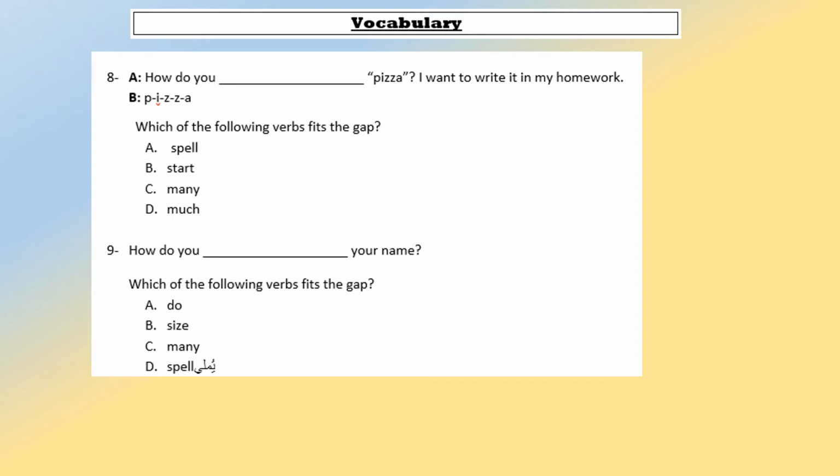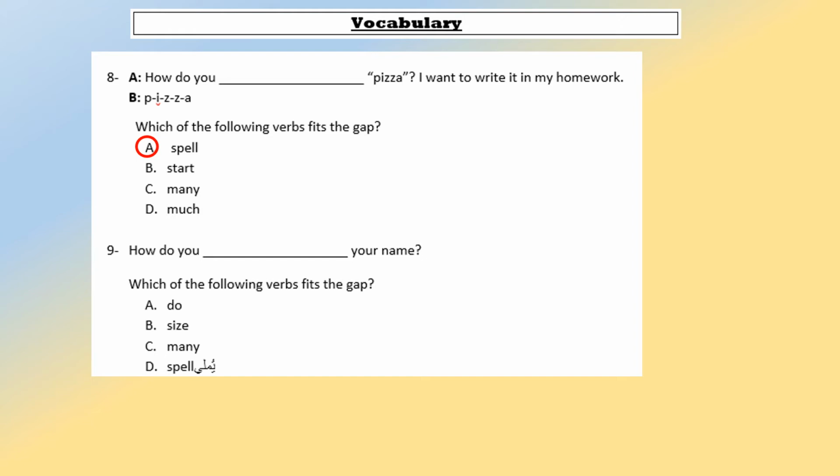Okay, here we have the same form of questions and answers in number 8. But here it's about vocabulary, it's about the words. We have to choose the correct word. How do you space pizza? I want to write it in my homework. And B answers P-I-Z-Z-A or Z-Z-A. Which of the following verbs fits the gap? We have spell, start, many, much. Of course, the correct answer is A. How do you spell pizza? And the answer is telling the letters or saying the letters of the word.